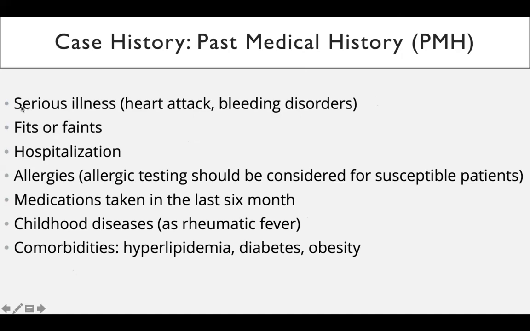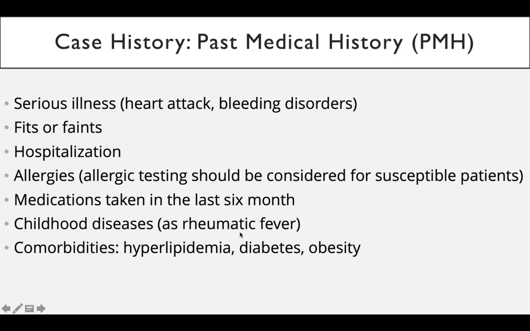Past medical history. It depends on serious illness, previous heart attacks, bleeding disorders, fits or faints previously, whether you have been hospitalized for surgery or anything else, seizures or epilepsy, and any allergies that should be considered for the patient before giving the treatment. Then medication in the last 6 months, especially the antibiotics used in the last 6 months. Do not repeat them. Give an alternative, but do not repeat the antibiotics used in the last 6 months. Please do not create resistance for our coming generations.